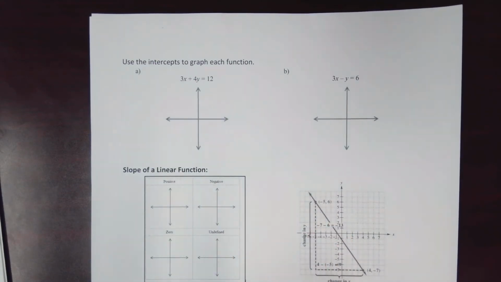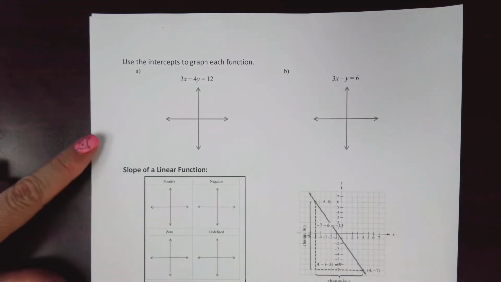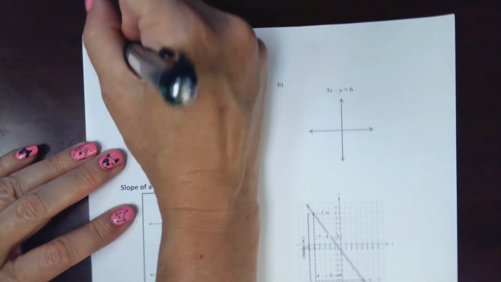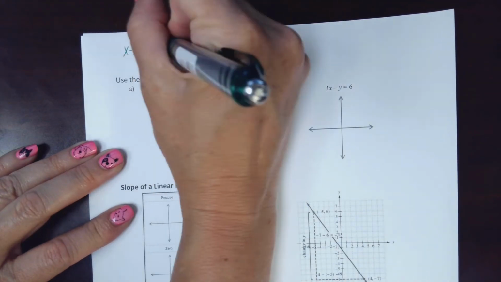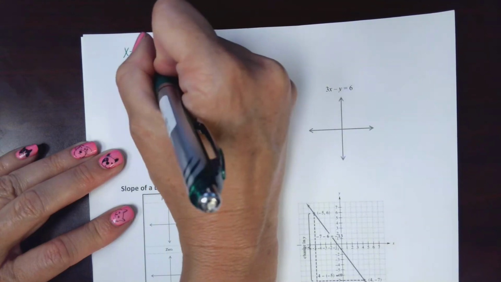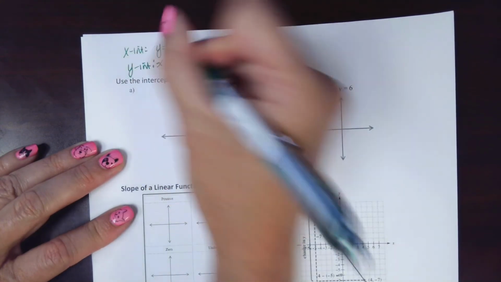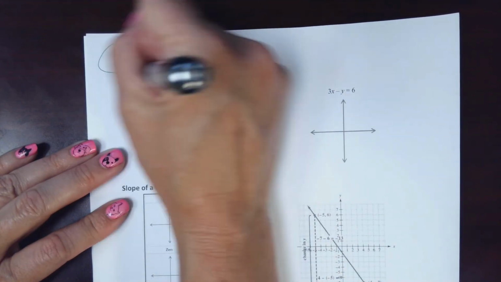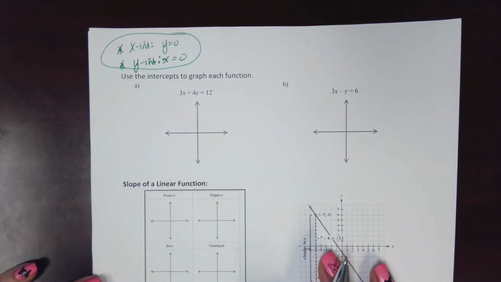Let's look at the next page. We're going to use intercepts to graph these functions. Well, we just said that to find these intercepts, what did we say? We said to find the x-intercept, we set y equal to 0. And to find the y-intercept, we set x equal to 0. So these are true statements that we're going to use all semester, every part of our math journey.